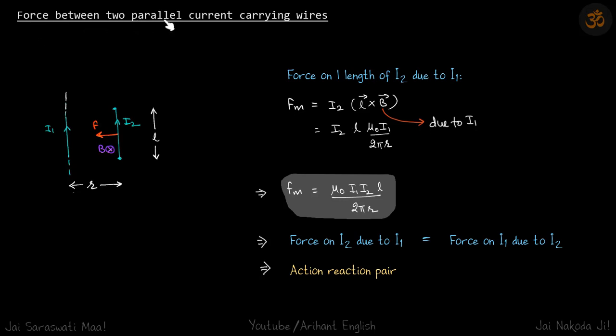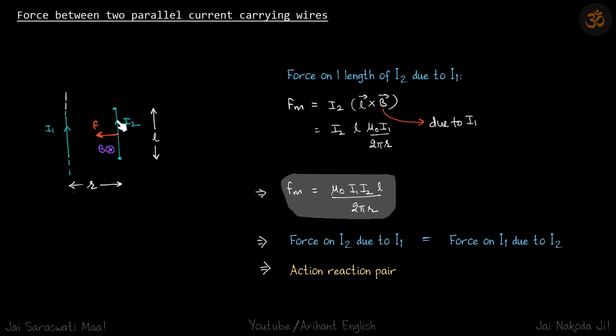Force between two parallel current carrying wires. So we are given two wires which have current in the same direction, I1 and I2, and they are parallel to each other. If you take L length of this wire, we need to calculate what is the force on it. First thing you can immediately see is this force will be attractive.